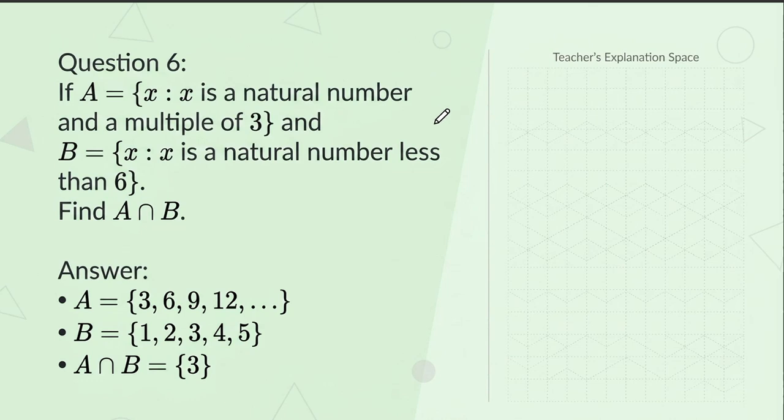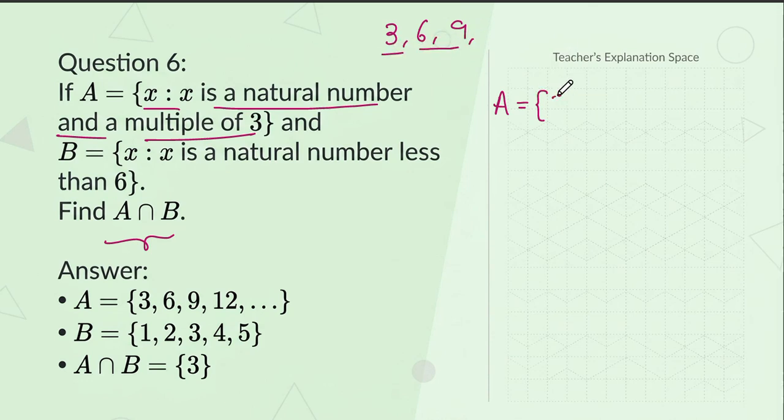Now two set builder forms are given. We have to find A intersection B. So let's first convert the set builder forms into roster form. What is set A given? x such that x is a natural number and a multiple of 3. Multiple of 3 means the table of 3: 3, 6, 9. All these numbers are natural numbers, no? So we write 3, 6, 9, 12. Now it is infinite, so we'll write dot dot dot.